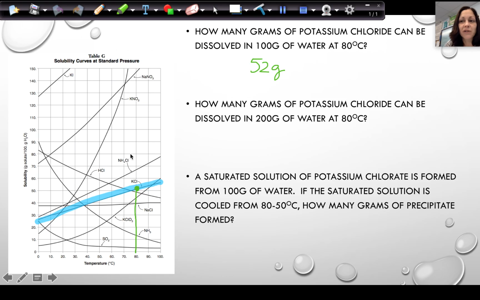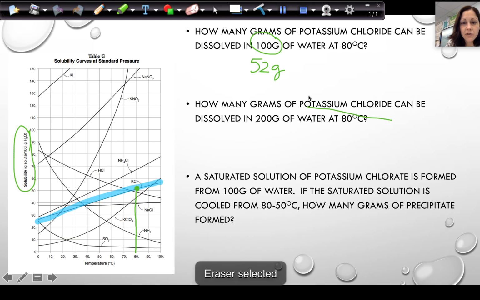Now, certainly this is a very small version of table G here, so it might be a little bit more or less than that. I can't really tell on my graph here. Because it says 100 grams of water, it means that we can use this table directly. If we wanted to know how many grams of potassium chloride at the same temperature can be dissolved in 200 grams of water, if we double the water, we double the amount that can dissolve, and that would be 52 times 2, which would be 104 grams.